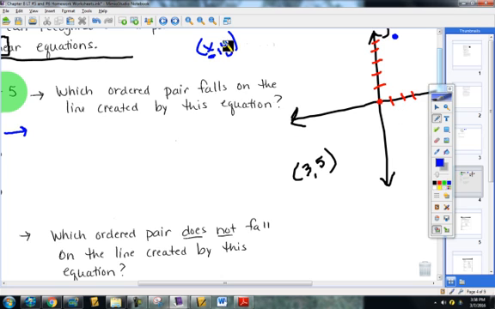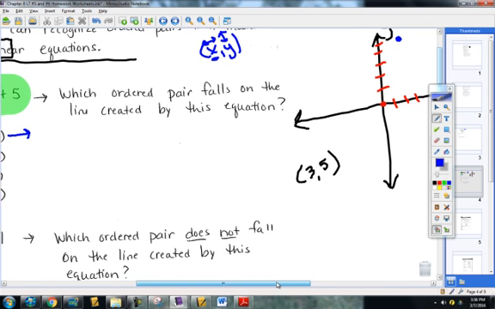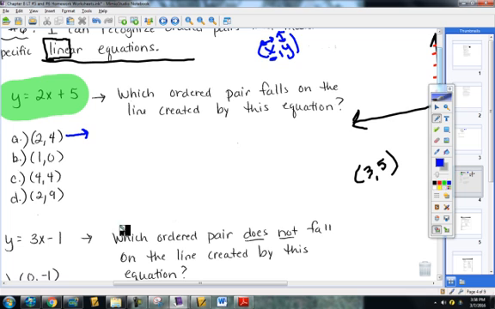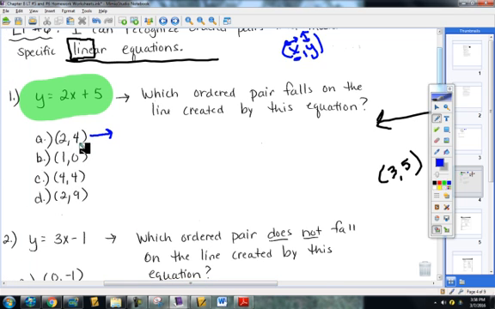The y is your up and down, the vertical, which determines how high, either up or down, and then how far up or down. So what you really have to do here is determine if these ordered pairs will fall on this particular line. Really it's just a plugging-in kind of exercise. That's really all we're doing on this, and that's the whole point of this.